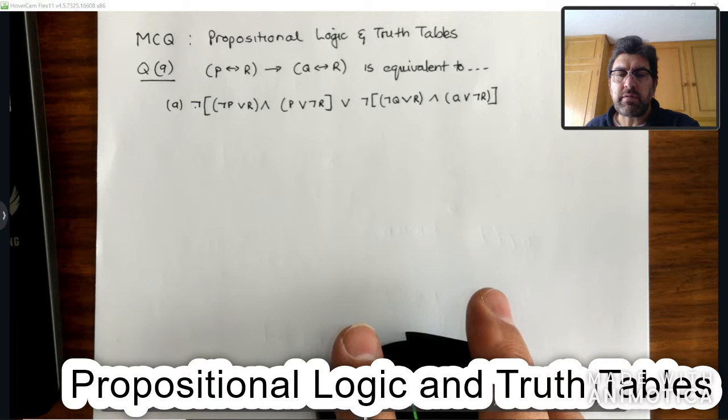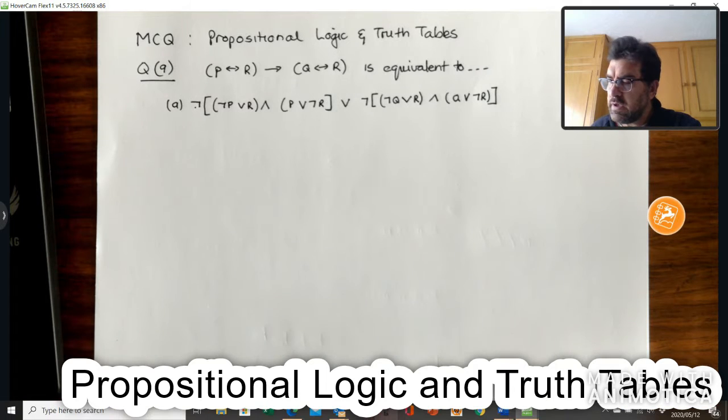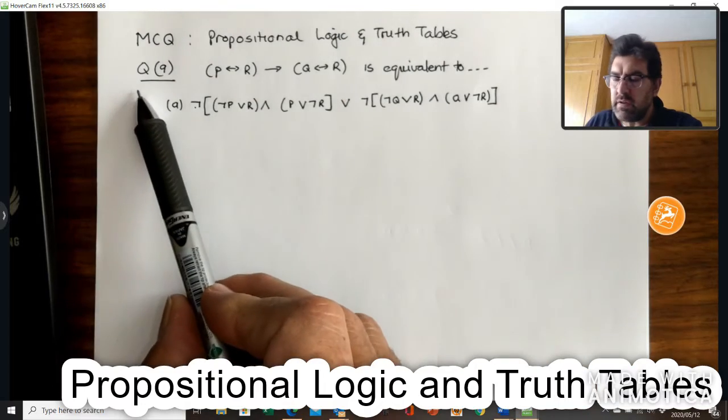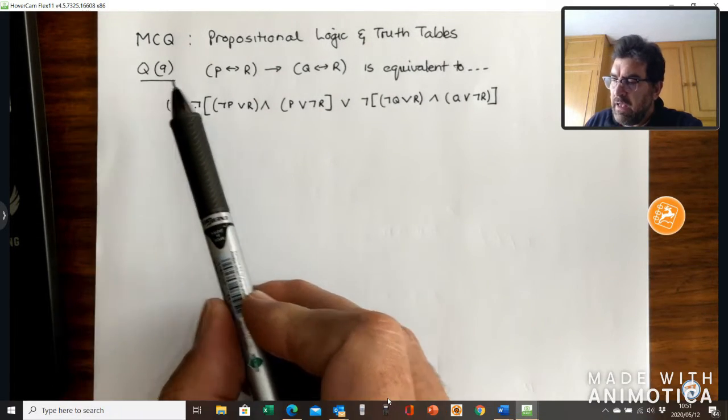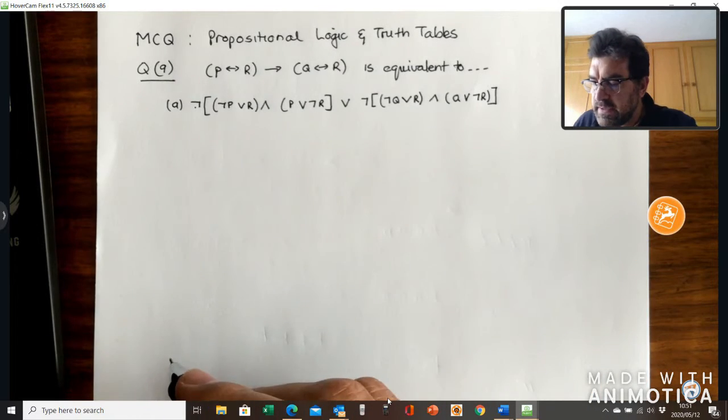Okay, folks, Brogan had a question related to the multiple choice question in the section Propositional Logic and Truth Tables, particularly question 9. Now, I just want to give you some advice on how to approach a question like this.